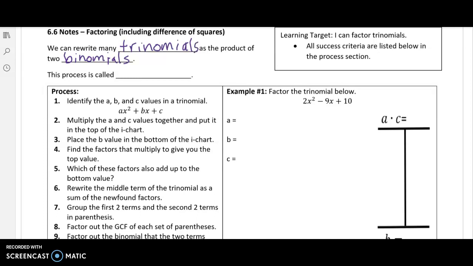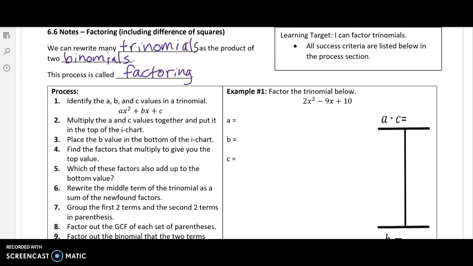Now binomials, bi means two, like a bicycle has two wheels. So we are rewriting trinomials as the product or multiplication of two-termed expressions called binomials. And this process we call factoring. We've talked about that. So we have steps to it that are here. And now, while it may look like a lot, it doesn't take as much as you would think.